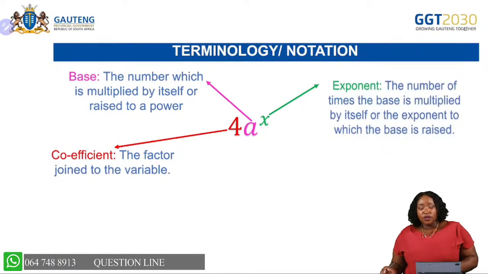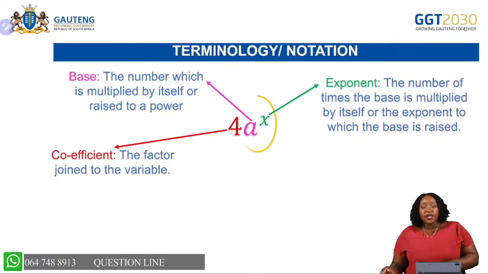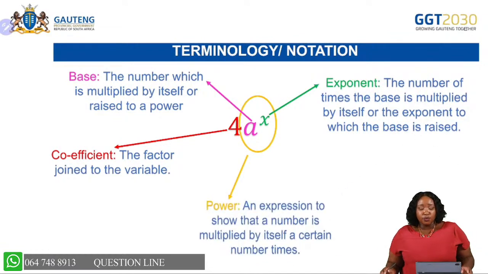And then the exponent, which is the x here, you also know it as an index, right? This is the number that tells you how many times you must multiply the base by itself. And don't forget that a to the x is actually your power, okay? And that is an expression to show that a number is multiplied by itself a certain number of times. I know you still remember some of this. The most important thing here is just for you to add a 4 in front or a 2 or 3, and note that this is a coefficient because it's not being raised to an exponent. Your power is just the base and the exponent. Okay.